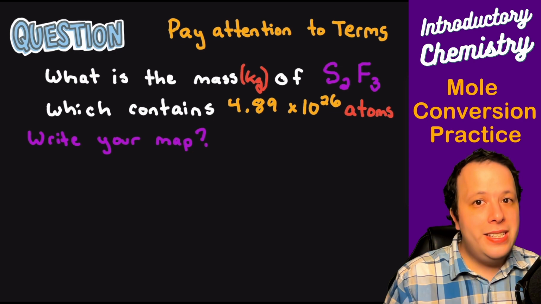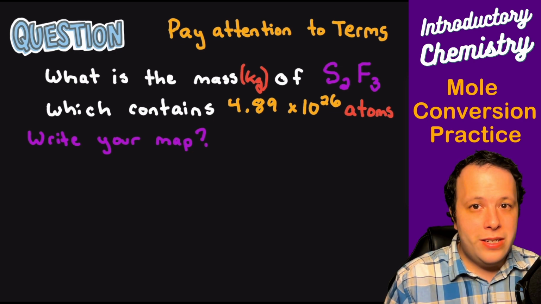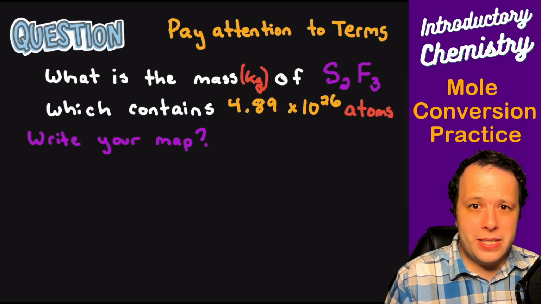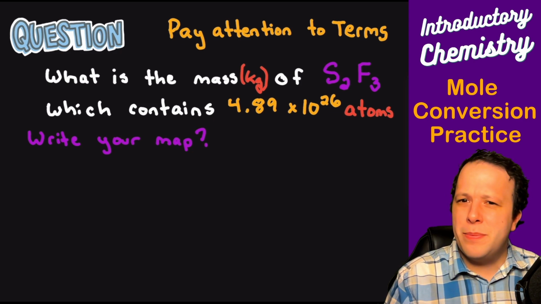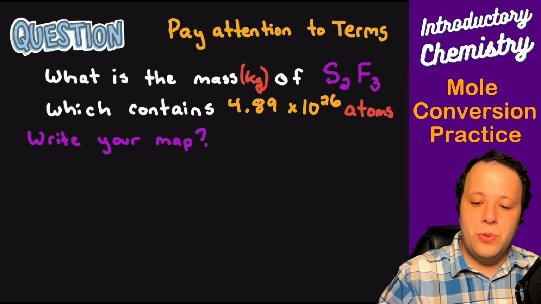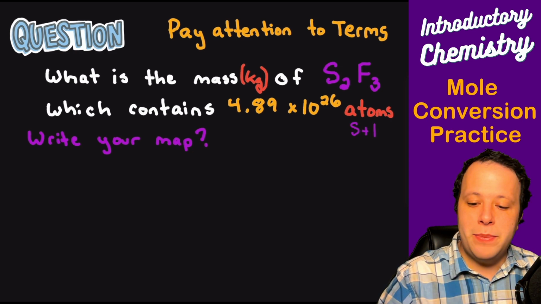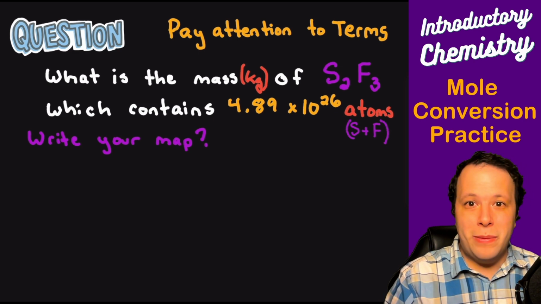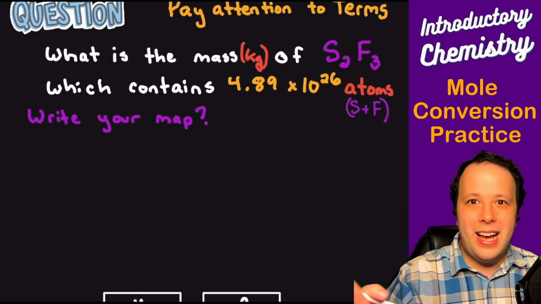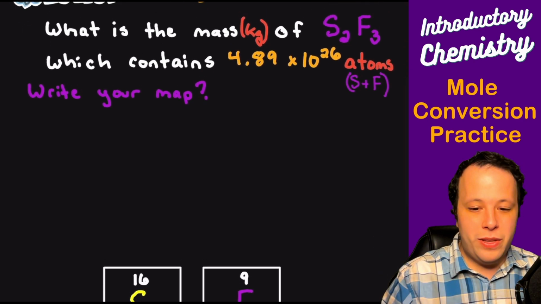What is the mass in kilograms of S2F3, which contains 4.89 times 10 to the 26 atoms? Okay, so what exactly does that mean by atoms in this case? It doesn't exactly specify anything, and notice how it doesn't use molecules or compounds. So what does that mean here, being it doesn't specify? This is all of the sulfur and fluorine atoms in this problem. Sometimes they might say atoms of sulfur, sometimes of fluorine, sometimes it's generic, meaning that this is all of the atoms indiscriminately placed within this problem.